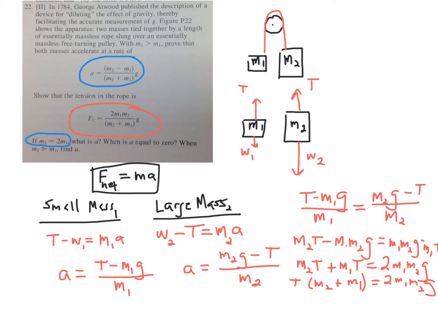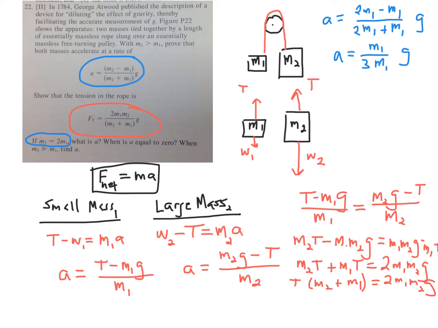If I symbolically do that, I have a equals, plugging in 2m sub 1 for m sub 2, 2m sub 1 minus m sub 1 all over 2m sub 1 plus m sub 1, all times g. So algebraically, on the top, 2m sub 1 minus m sub 1 is just m sub 1. At the bottom, 2 plus 1 is 3m sub 1, g.